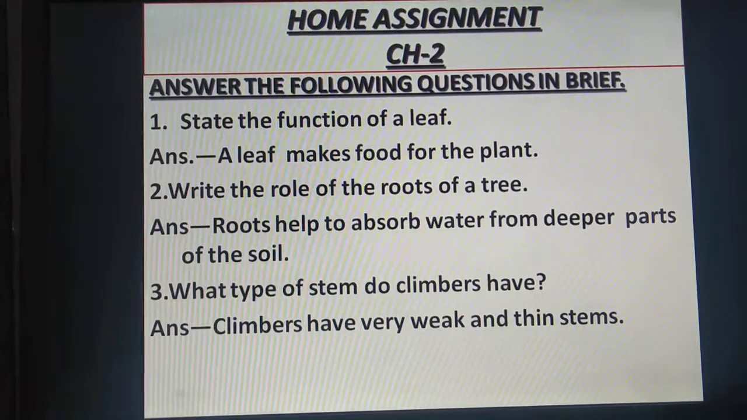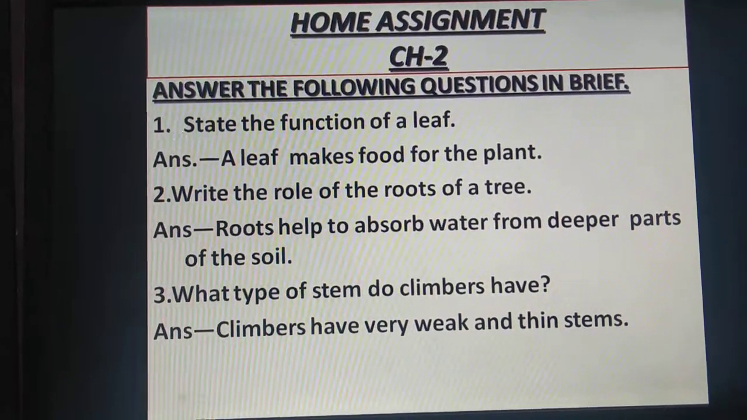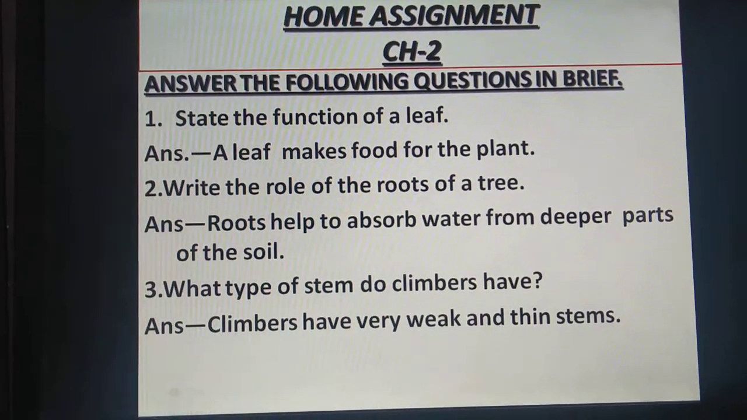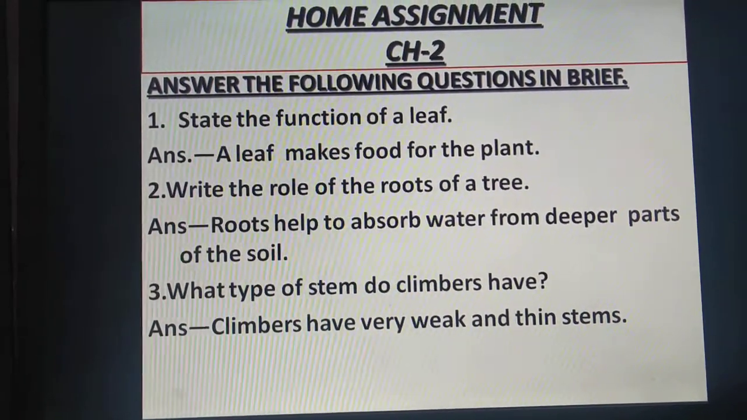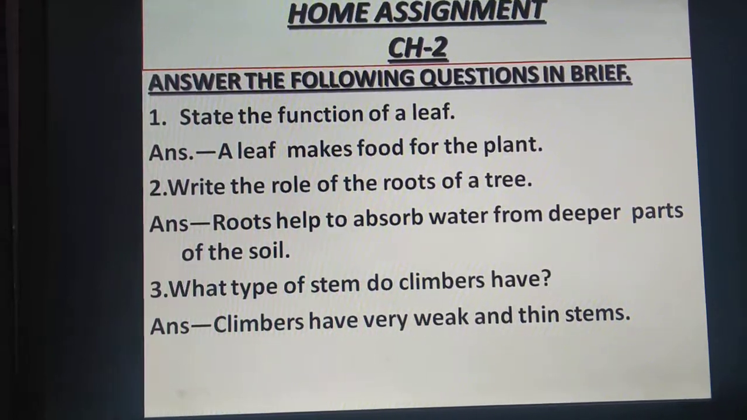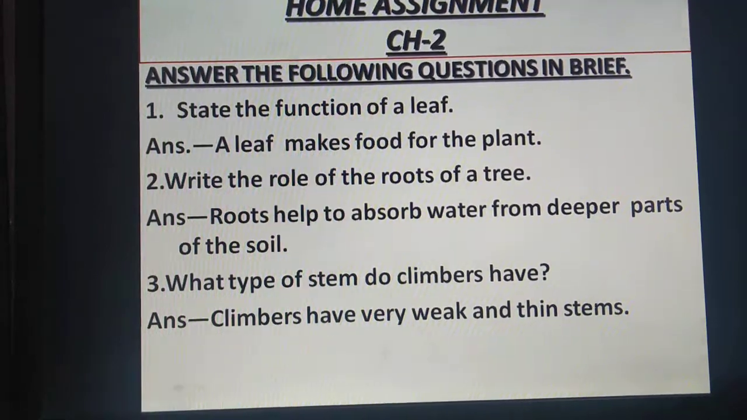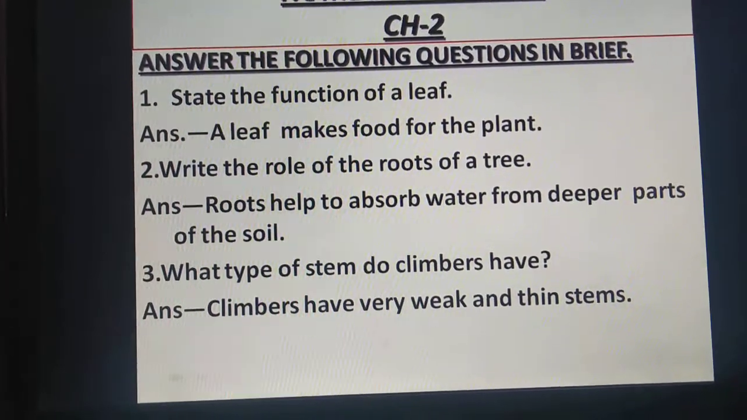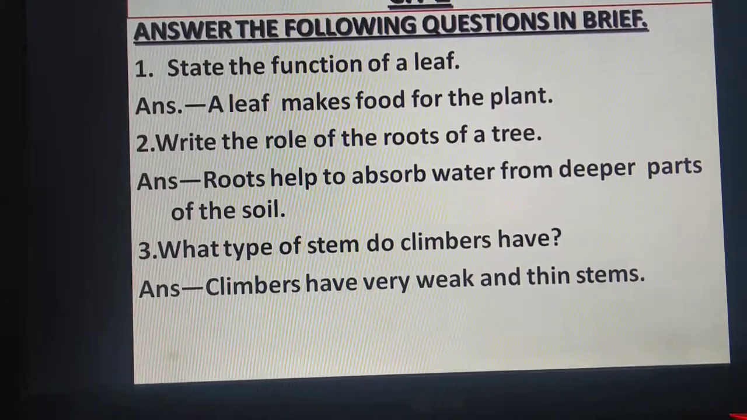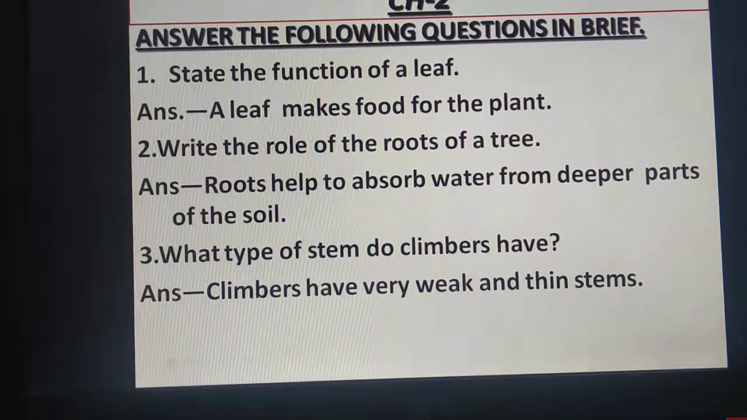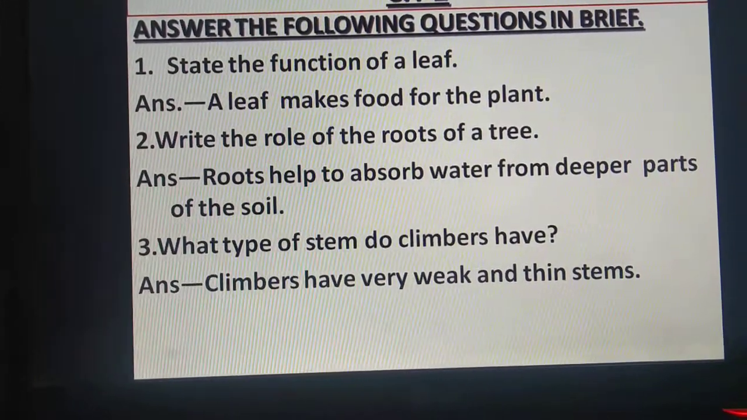This is your home assignment, children. This is from your back exercise of the chapter. In the previous class, you have done A, B, C. And this is D. Answer the following questions in brief. Children, this is your home assignment. You have to write the question and answer in your notebook. I am reading the questions and answers both. Try to understand the answers of these questions. The first one is state the function of a leaf. And the answer is a leaf makes food for the plant.